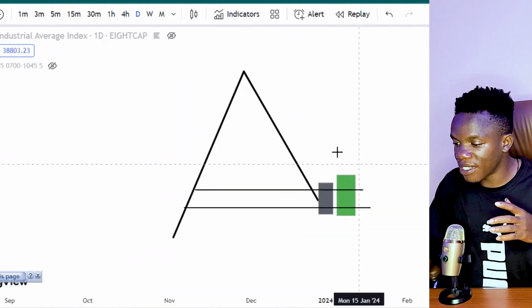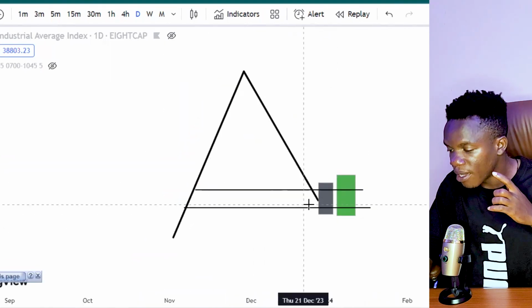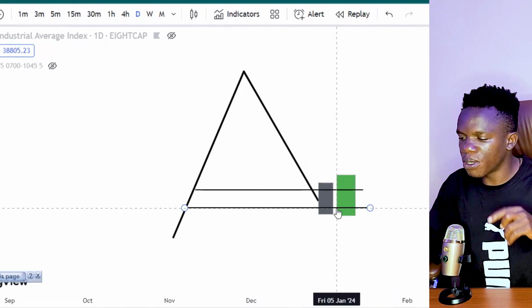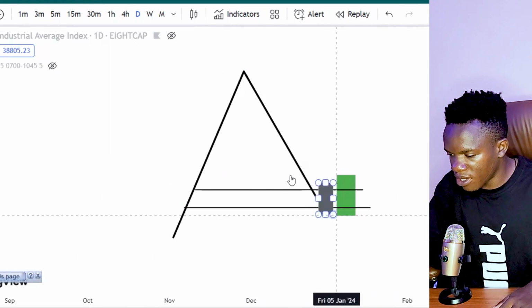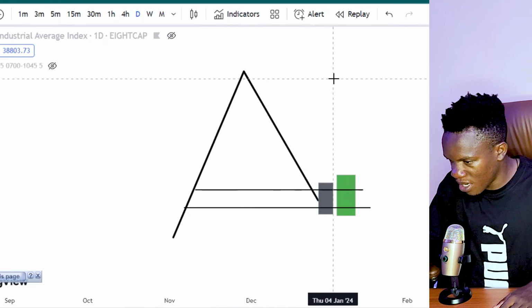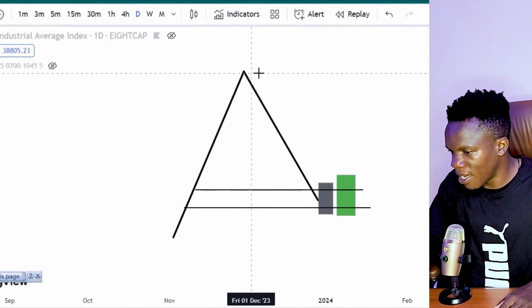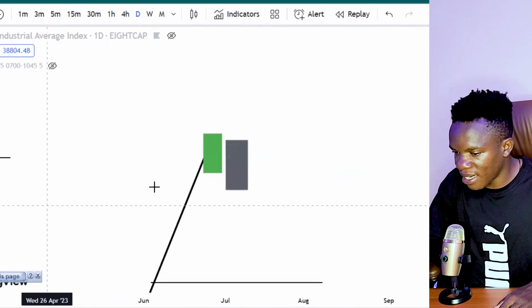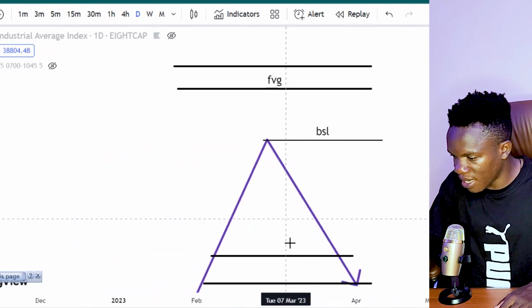Now, the moment I see this reversal pattern on this fair value gap, just like the former explanation I gave you, my next objective is going to be where is my target? Of course, it's going to be this high here, but it's not going to stop at this high here, because the market cannot stop on this level. Though this is my draw on liquidity, which is something I identified here.